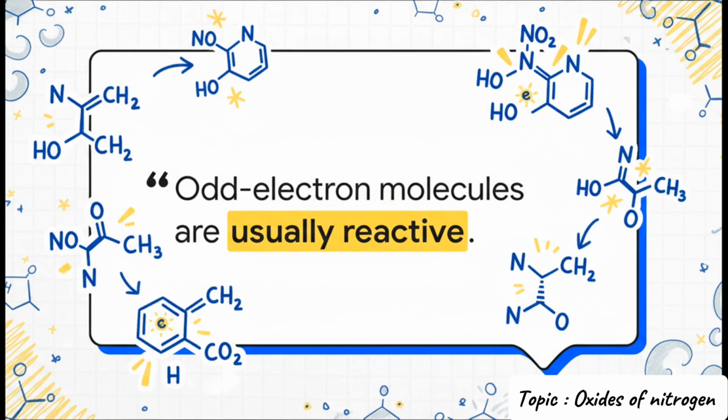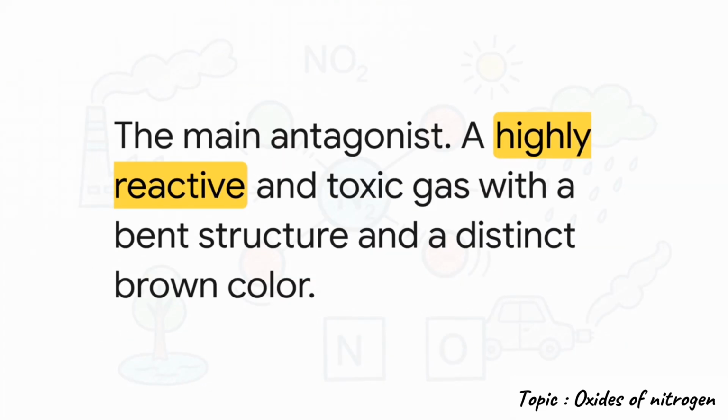And this right here is such a core concept. If you want to build an intuition for chemistry, just remember this. Molecules with an odd number of electrons are the wild cards. They're just fundamentally unstable, and they will react with almost anything to fix that. Which brings us to the true antagonist of our story, nitrogen dioxide, NO2. This is the one you can actually see and the one that's responsible for so much of the damage.